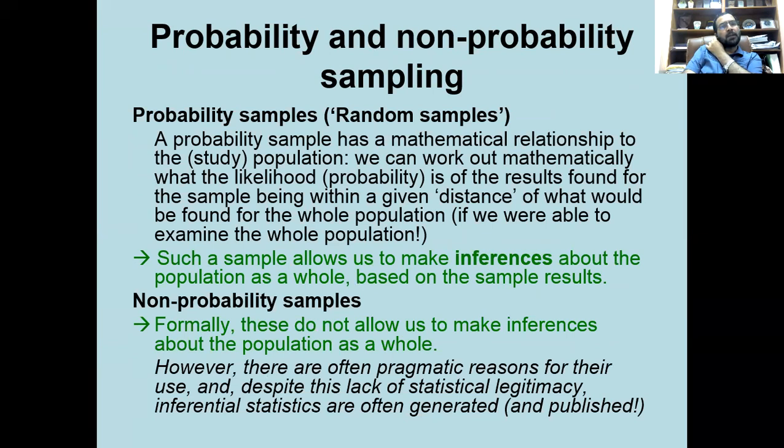Probability samples, number one, we call it a random sample. A probability sample has a mathematical relationship to the population. We can work out mathematically what is the likelihood or the probability that the result found for the sample is within a given distance of what would be found for the whole population if we were able to examine the whole population. Such a sample allows us to make inference about the population as a whole based on the sample result.